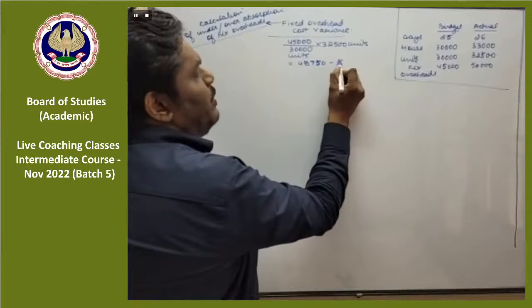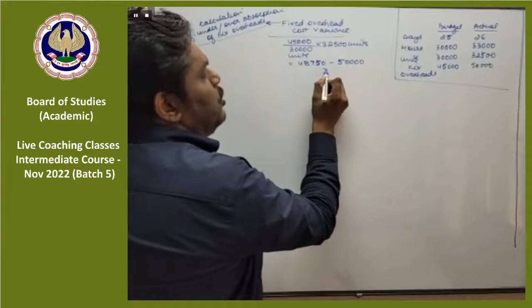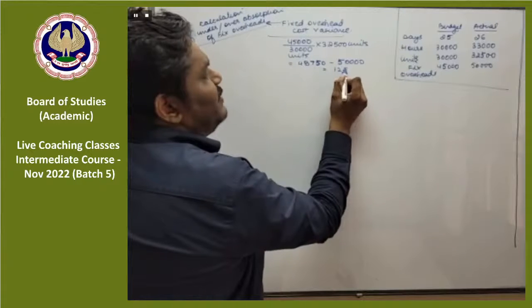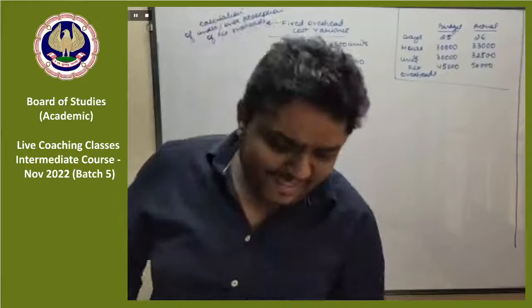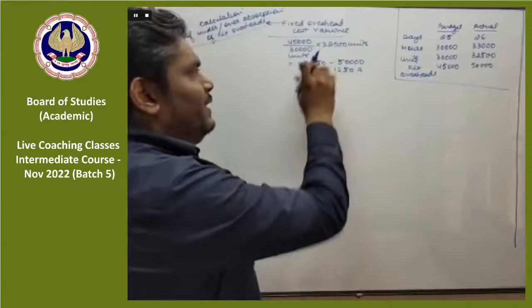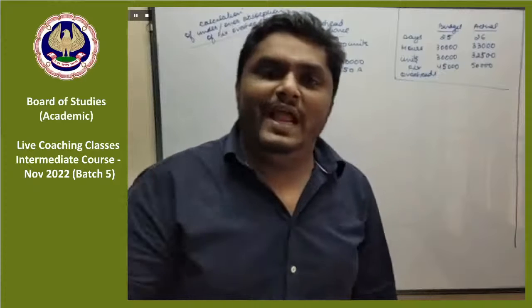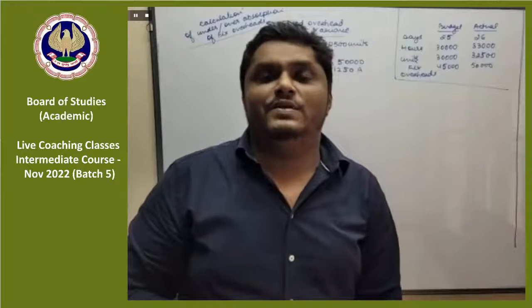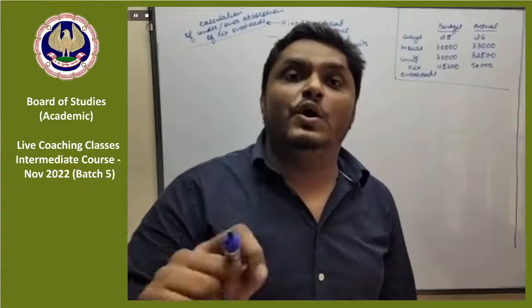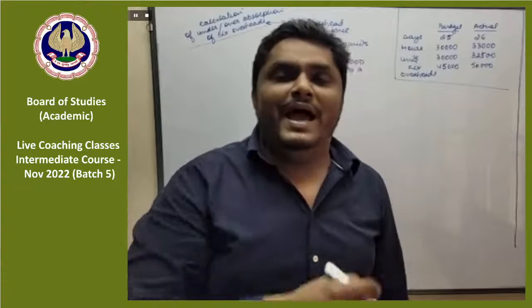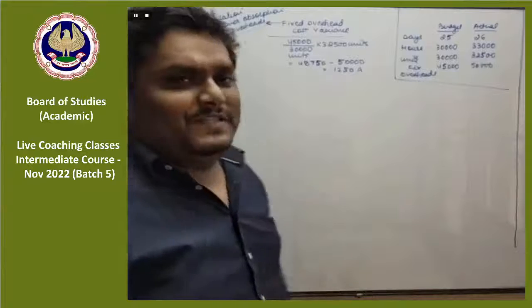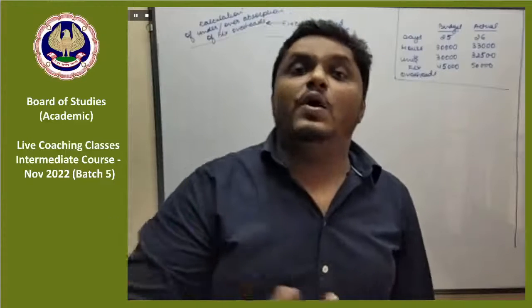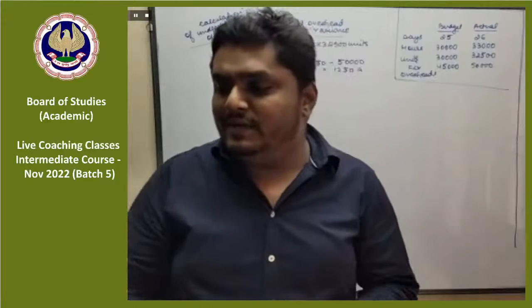And my actual overheads are 50,000. So 1250 is adverse. I repeat again, guys. My absorbed overheads are 48,750 and my actual overheads are 50,000. It means what? It is under or over absorption. Guys, tell me. I have discussed this part in detail in overheads. 1250, it is under or over absorption. Can you help me out with it?